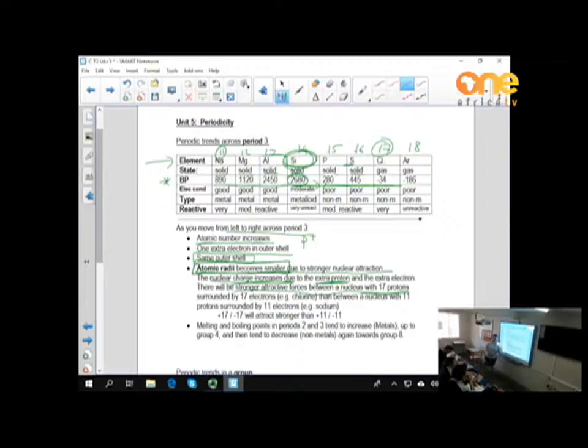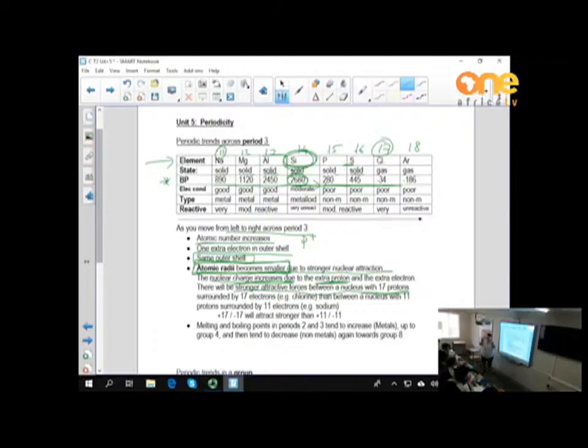Okay? The atomic radius, remember the model says atoms are spheres, particles. It's got a radius. So if the radius becomes smaller, yes, because it pulls the electrons in closer. Okay, yes, it's becoming smaller. Do you understand?